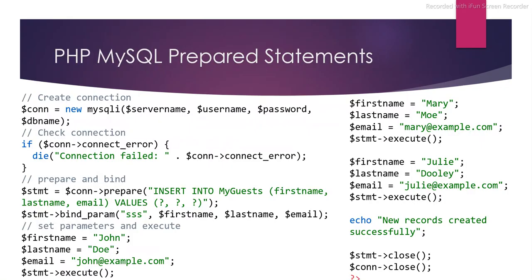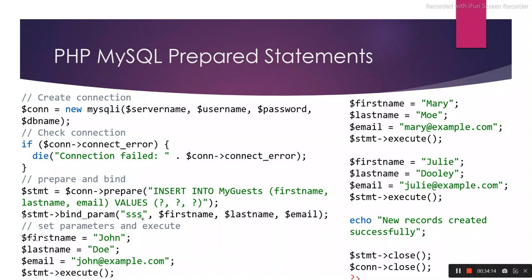Now this is the coding for doing that. As you can see here, this statement equals connection dot prepare. This is the method you have to use: connection dot prepare, insert into table name, then the column names, values, then give the question mark, question mark, question mark. Then you bind the parameters. What values are you going to insert into the question marks? First name, last name, email. What are the types? String, string, string, so three times s is given.